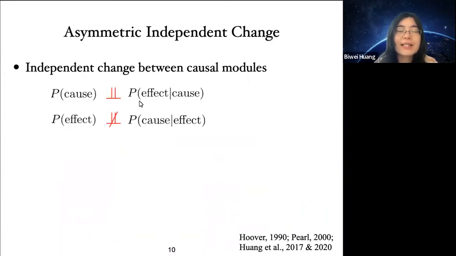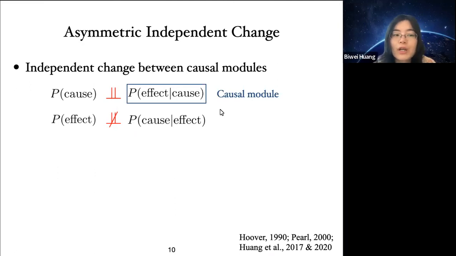Another way is to use the independent change between causal modules to identify the causal structure. If we factorize the joint distribution in the causal direction, then the derived distribution modules, that is the distribution of the cause and the distribution of the effect given its cause, change independently, which means interventions that change one module will not affect other modules. But such independent change generally doesn't hold in the reverse direction. So this asymmetry can be used for determining the causal structure as well.